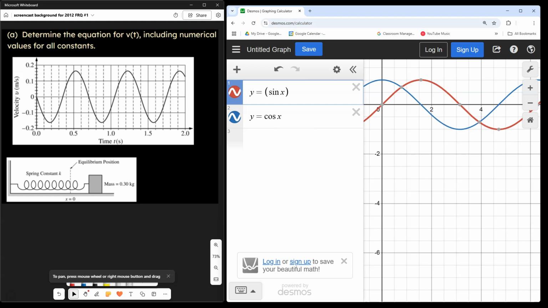If I haven't said it yet, I highly, highly, highly recommend that you practice with the Desmos Graphing Calculator before you take your AP test and just get familiar with this, remind yourself of some of these key ideas.